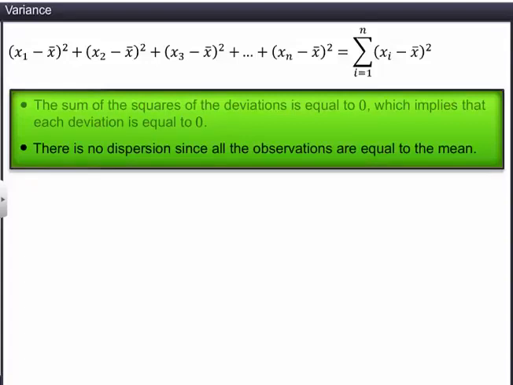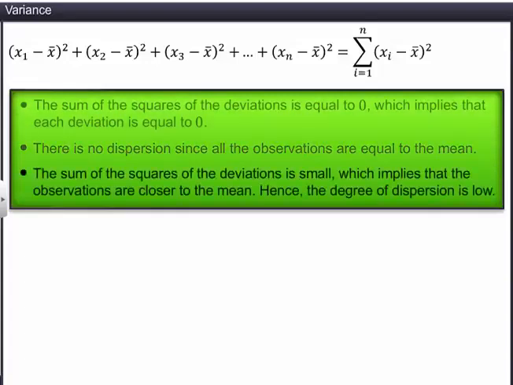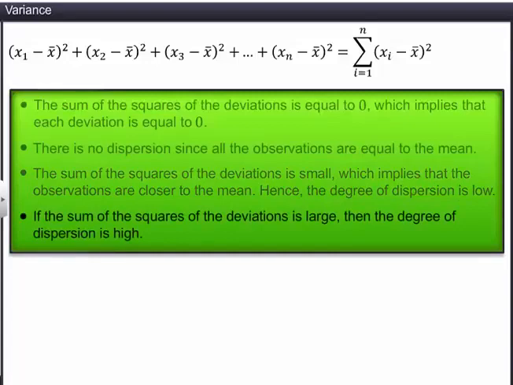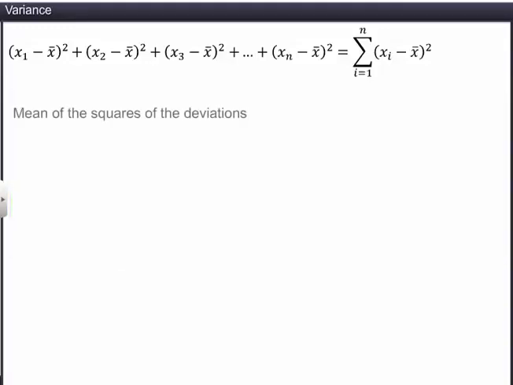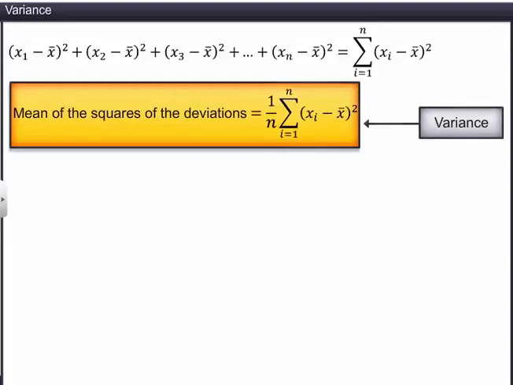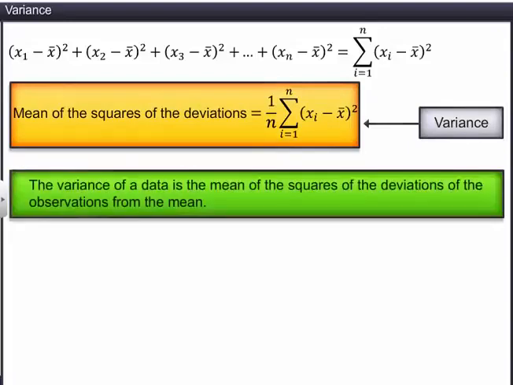And if the sum is small, then the observations are closer to the mean. Hence, the degree of dispersion is low. If the sum of the squares of the deviations is large, then the degree of dispersion is high. Let's take the mean of the squares of the deviations. This is called variance. The variance of a data is the mean of the squares of the deviations of the observations from the mean. This is denoted by sigma squared. This is the formula used to calculate the variance of an ungrouped data.